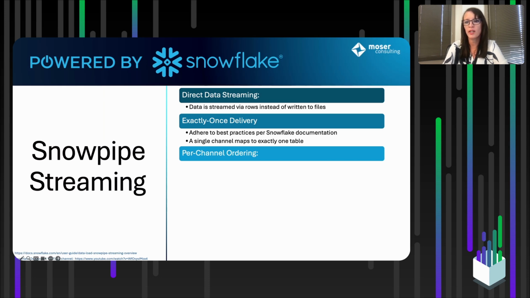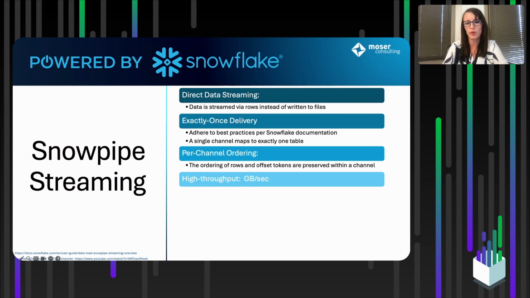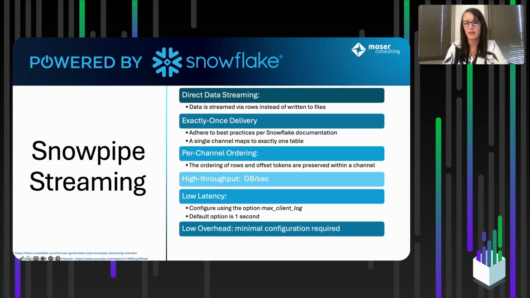Snowpipe Streaming offers high throughput, supporting up to gigabytes per second per table. This is a low latency feature. Data is queryable seconds after acknowledgement. You can configure the latency using the option max client lag. The default option is 1 second, and the maximum can be set up to 10 seconds. Next, low overhead. Low overhead refers to that minimal configuration and setup is needed to use this feature and functionality. And finally, low cost. This architecture results in lower load latencies with corresponding lower costs for loading similar volumes of data, which make it a powerful tool for handling real-time data streams.